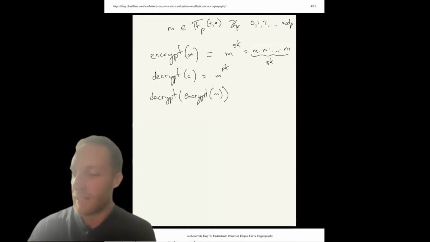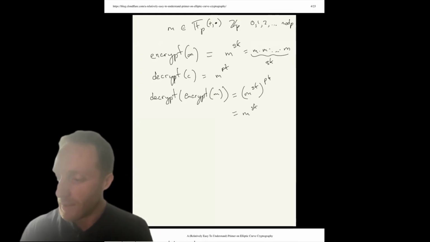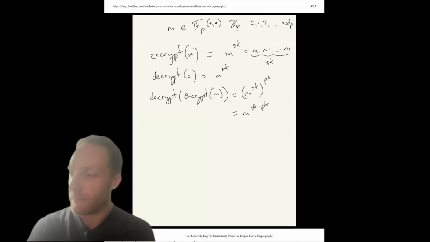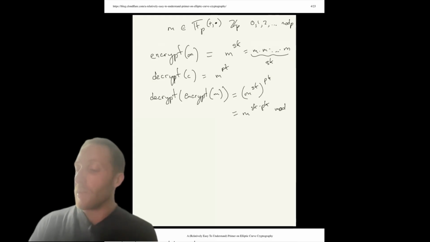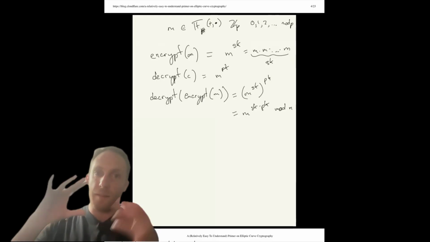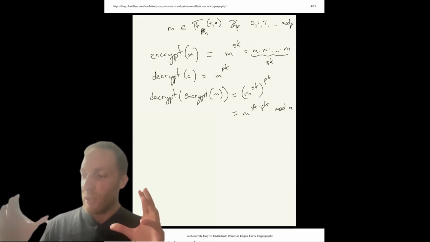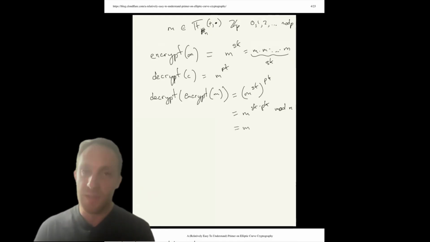If you decrypt an encrypted m, you get m to the sk and this to the pk, which gives you m to the sk times pk. And basically, you're working in mod, actually you're working in mod n, so I lied. This is not a field p, this is actually a field n, which is a multiple of two primes. Basically, it's constructed such that this thing gives you back m for every m. I'm definitely not going to go into the details, but right.